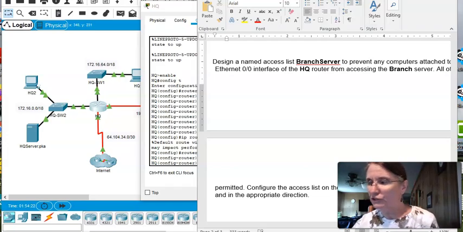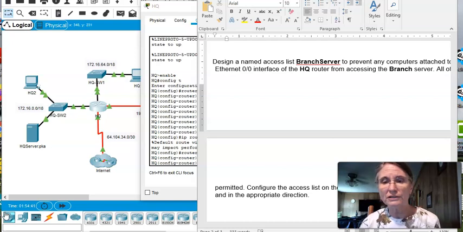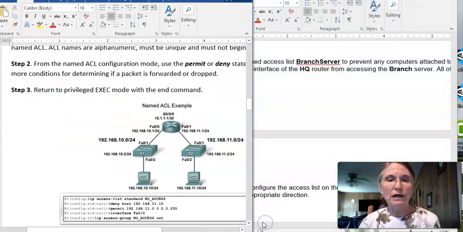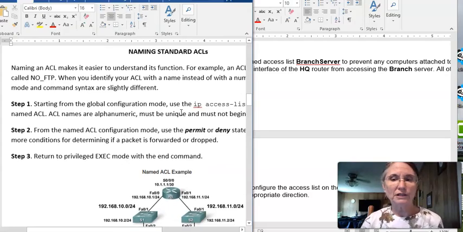the branch server. So we haven't specifically been told whether to use a standard or extended ACL, but I'm going to tell you that you are going to use a named standard ACL. That is what this particular PacketTracer assignment grades on. So let us refer to some information that I placed in Moodle.